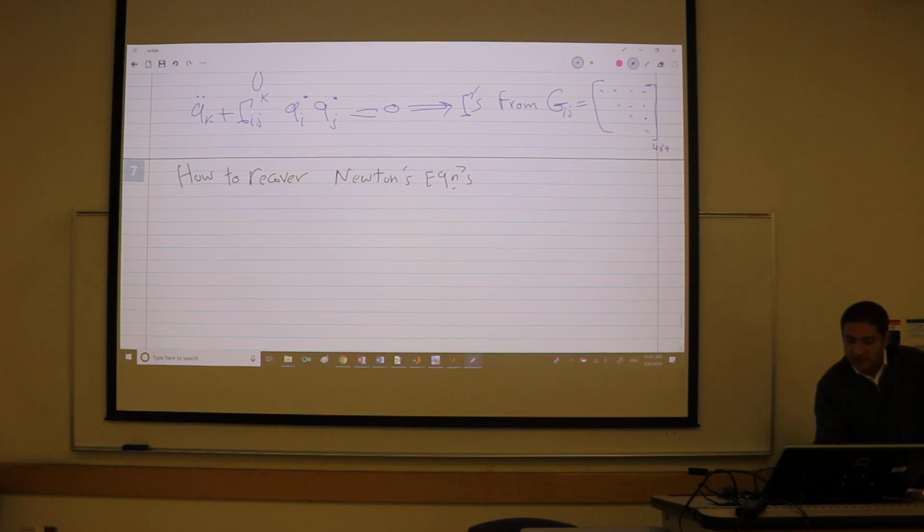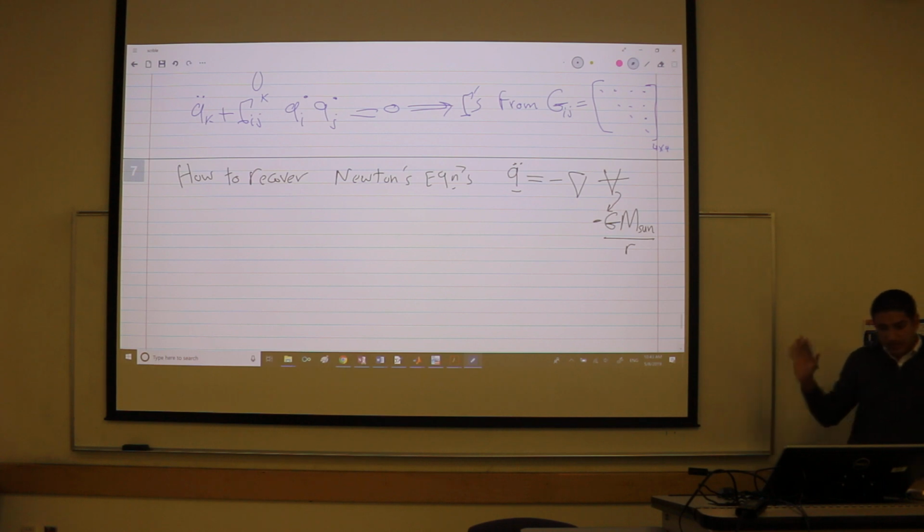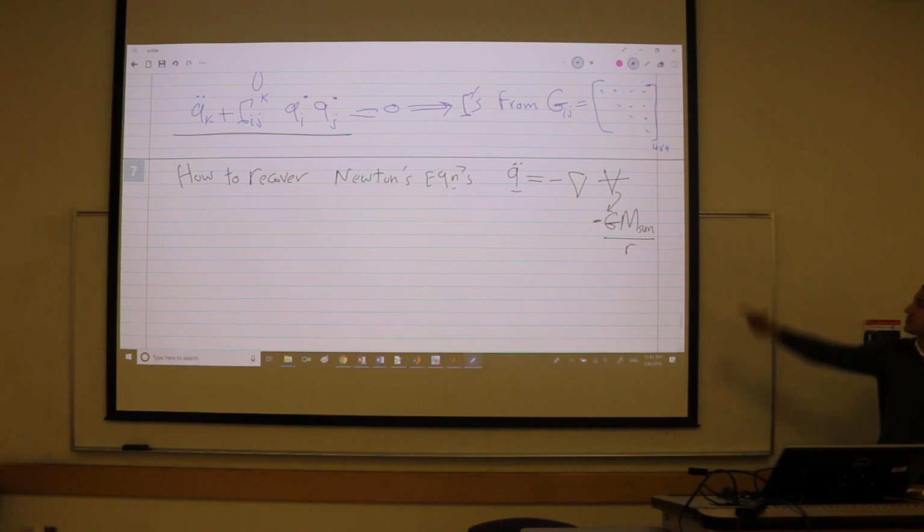So, Newton's equation, what's Newton's equation? You have a two-body problem. So you have q double dot, and it's just negative nabla of a potential, right? Correct? Where this potential is negative G m, say, of the sun divided by r, correct? Any question about that? Okay. So let's see how this, with time as one of the coordinates, in the limit of very small speeds, we will recover this.